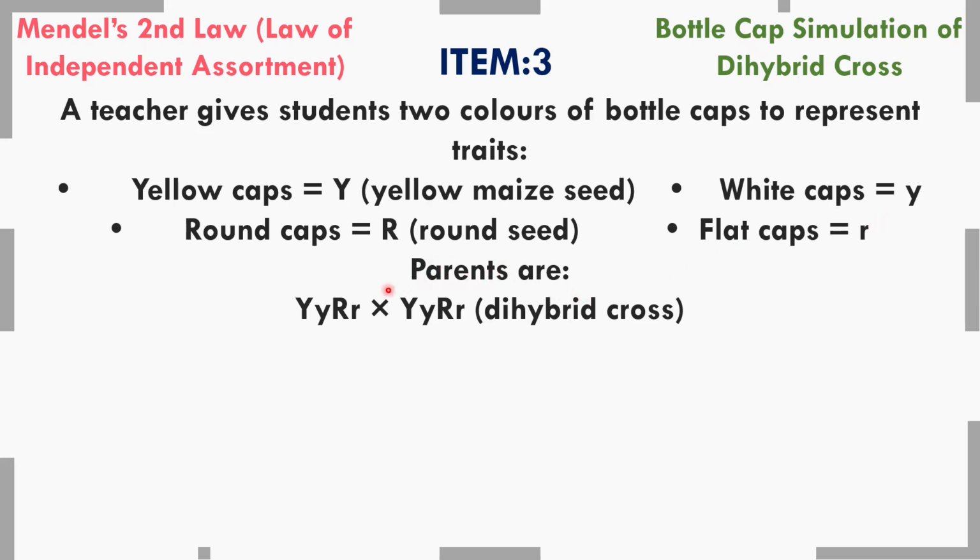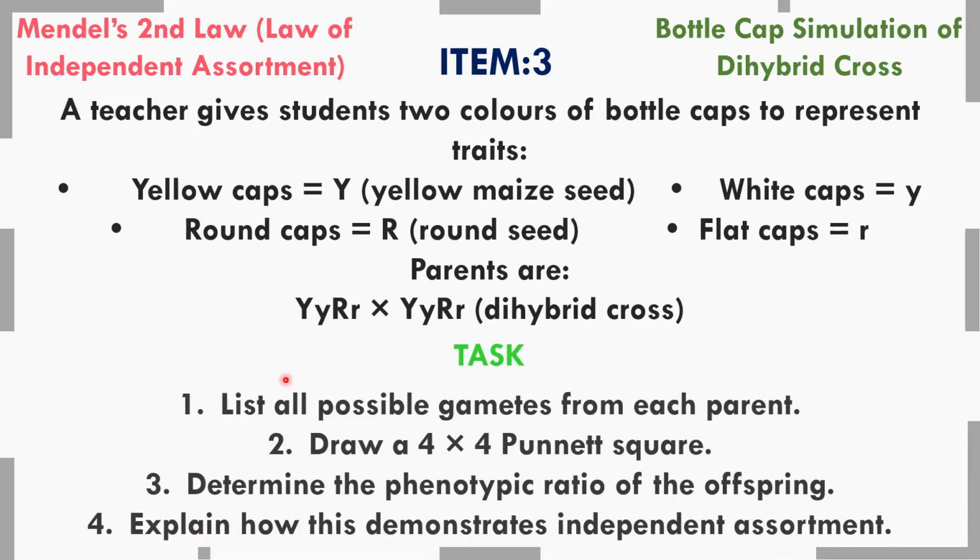Parents are capital Y small y, capital R small r, crossed with capital Y small y, capital R small r: a dihybrid cross. Task: list all possible gametes from each parent. Draw a 4x4 Punnett square. Determine the phenotypic ratio of the offspring. Explain how this demonstrates independent assortment.